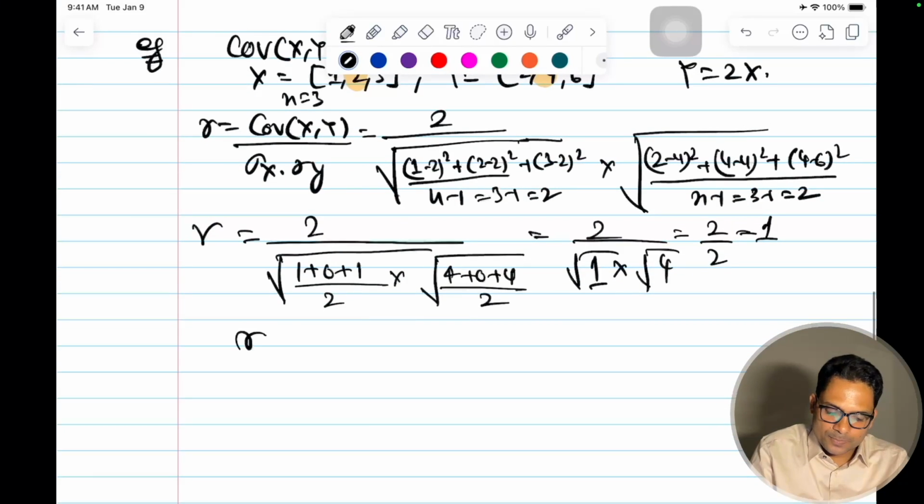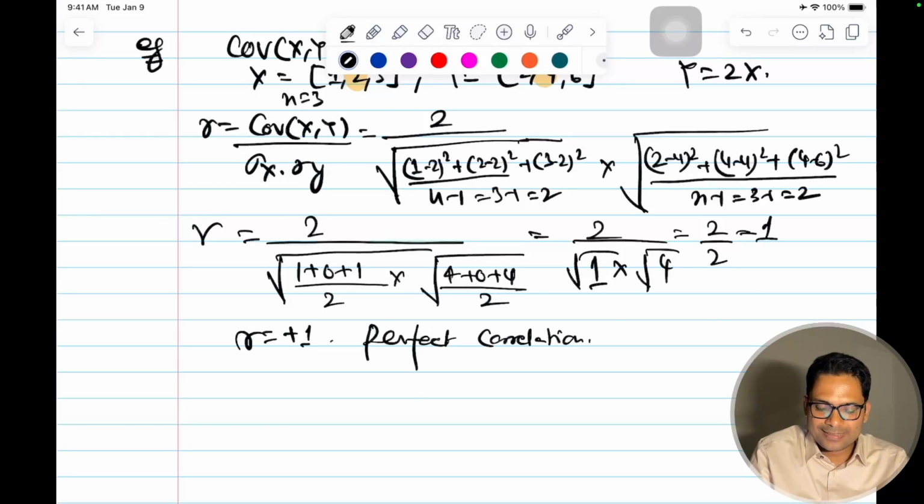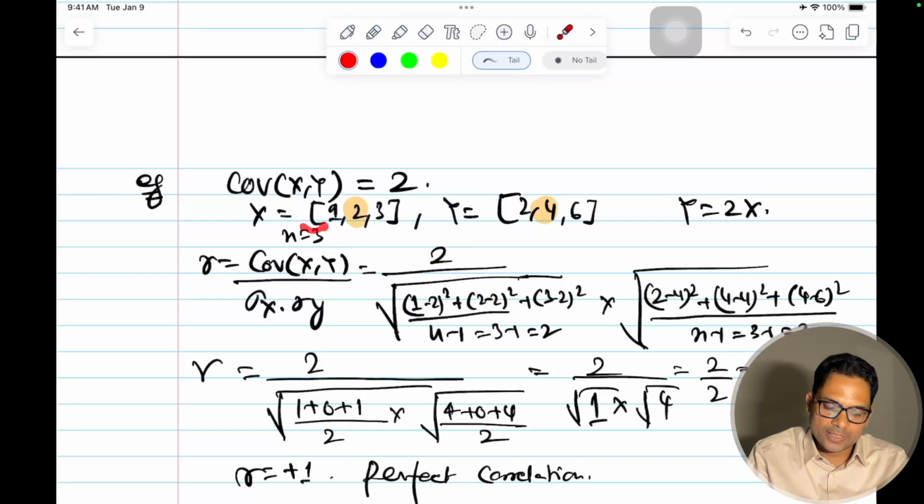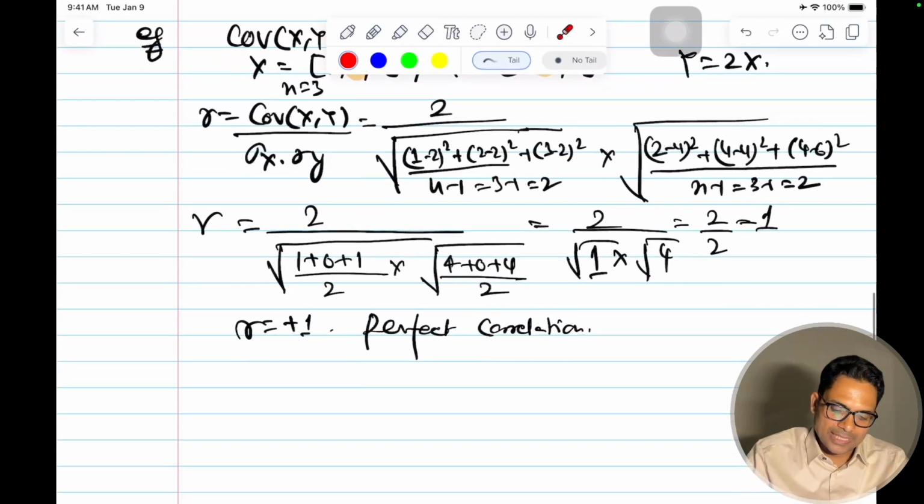So this is a perfect correlation. And that's what we saw, that it is a perfect correlation. If x changes, y changes, it's a perfect correlation. Right? Now let's move to the next one, the next way.